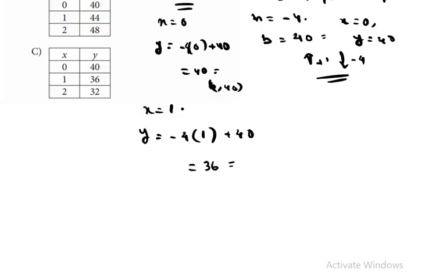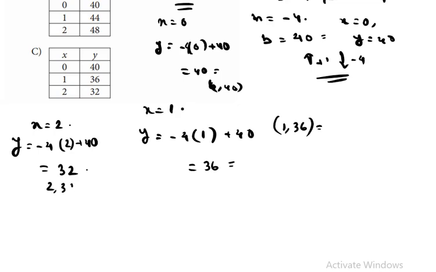So the second correct pair must be 1, 36, right? Now when x is equal to 2, y is equal to minus 4 into 2 plus 40, that is 32. So the third pair must be 2, 32. Okay. So the correct table must contain 0, 40, 1, 36, 2, 32. Right? Now let's compare with the options.